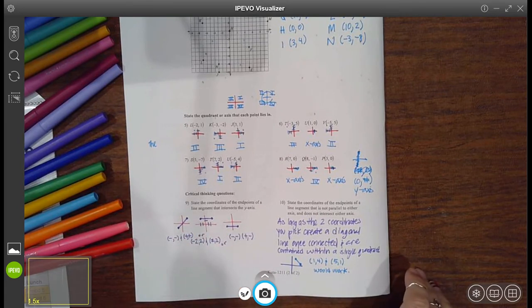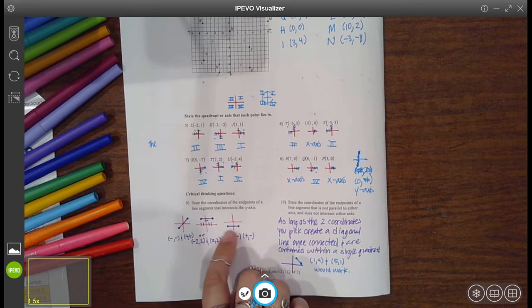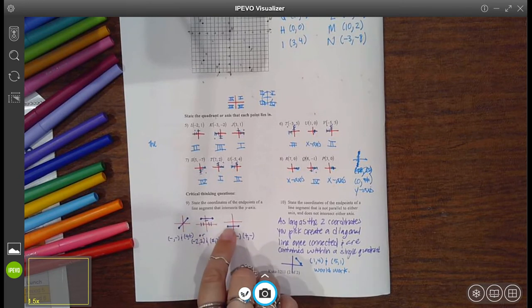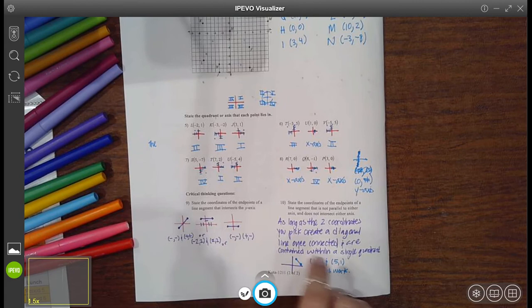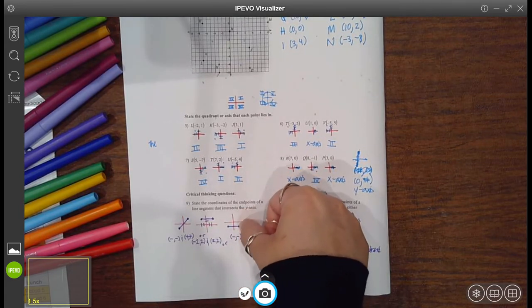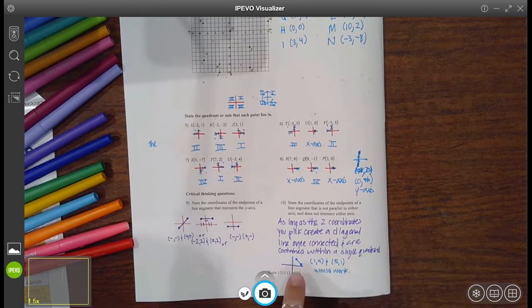This one says, state the coordinates of the endpoints of a line segment that is not parallel to either axis, and it doesn't intersect either axis. So parallel is like this one and this one. This is parallel to the x-axis. This is parallel to the x-axis. And it also doesn't want it to be parallel to the y-axis either. So a line going like this, it doesn't want one of those. So it needs to be diagonal of some sort.